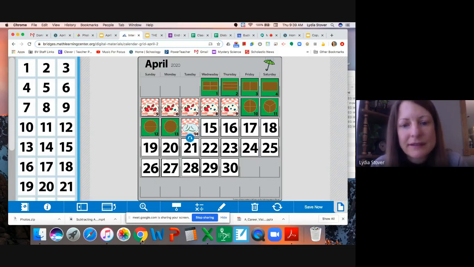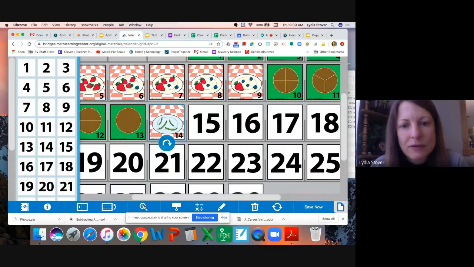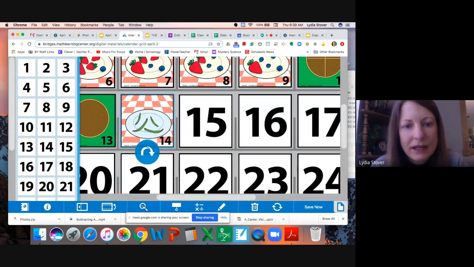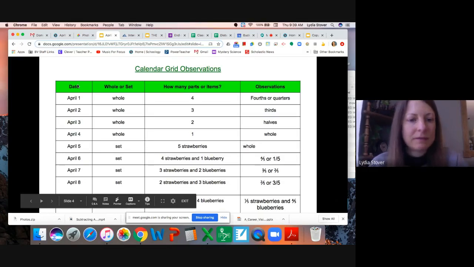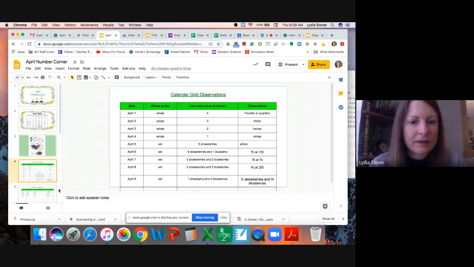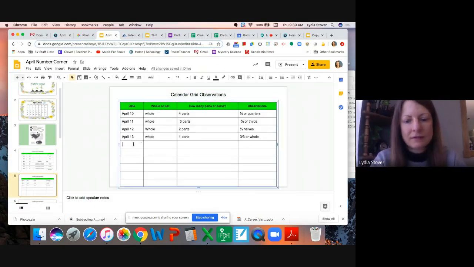And it's a set. I'm going to zoom in so you can see it looks like either some green beans or a pea pod, but I'm going to say those are beans. I'm noticing there's 4 of them, so that would be called a set. So on April 14th, we had a set with 4 beans.